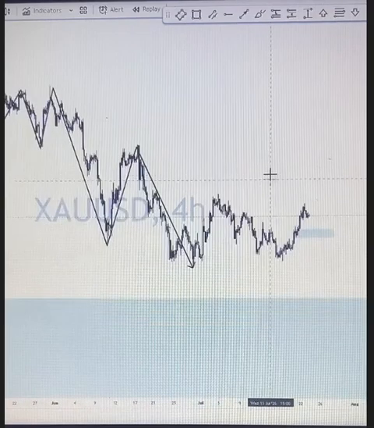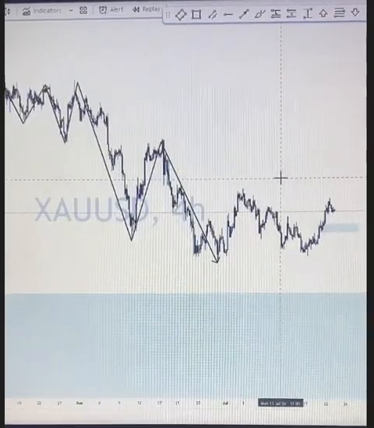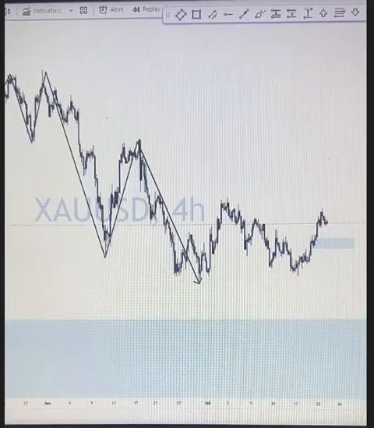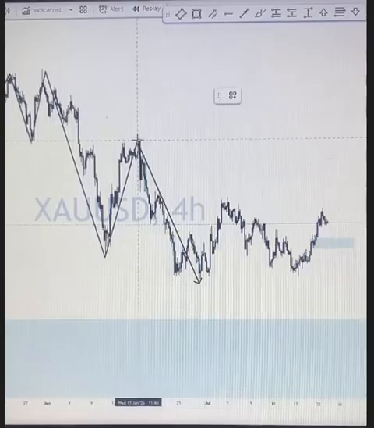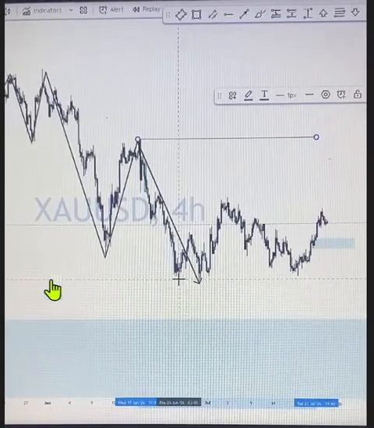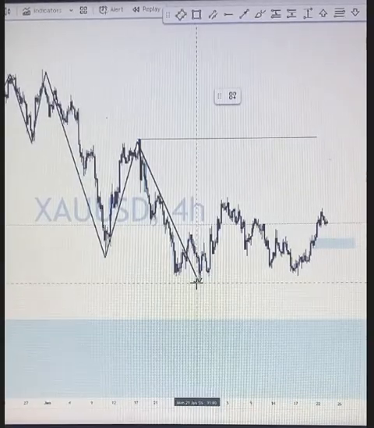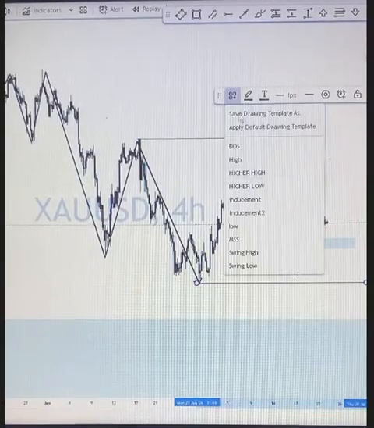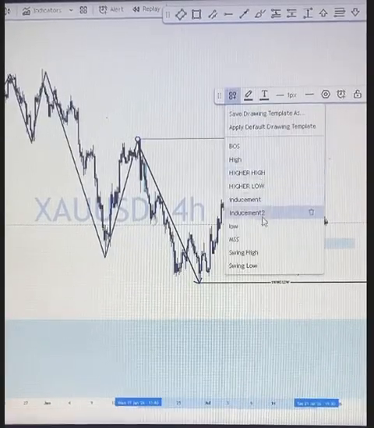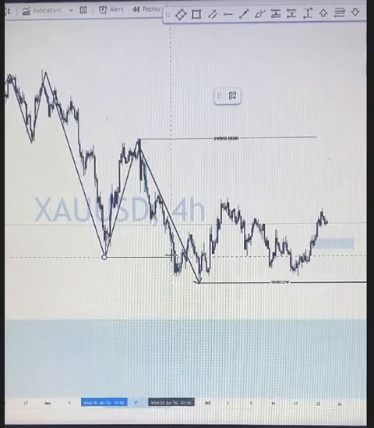Okay? Now, the next thing we do after we find this pullback is what? What do we do next? We identify the key levels. All right, so this is our high. This is our low. So we identify this as our low. Identify this our high. And identify our breakout.